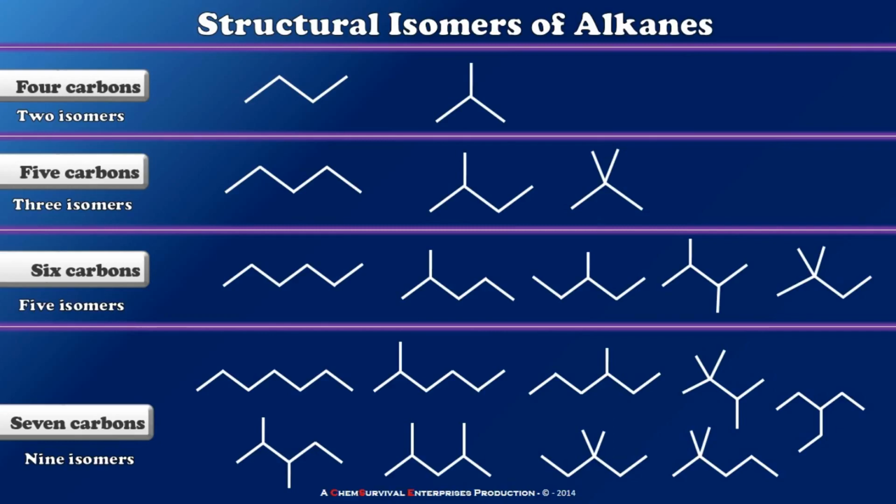So as you can see, the number of structural isomers that could be formed as a function of the number of carbons in the hydrocarbon is growing extremely rapidly. And if we continue to extend our list onward to 8 carbons, 9 carbons, and beyond, what we find is that there are a tremendous number of these structural isomers that can form.